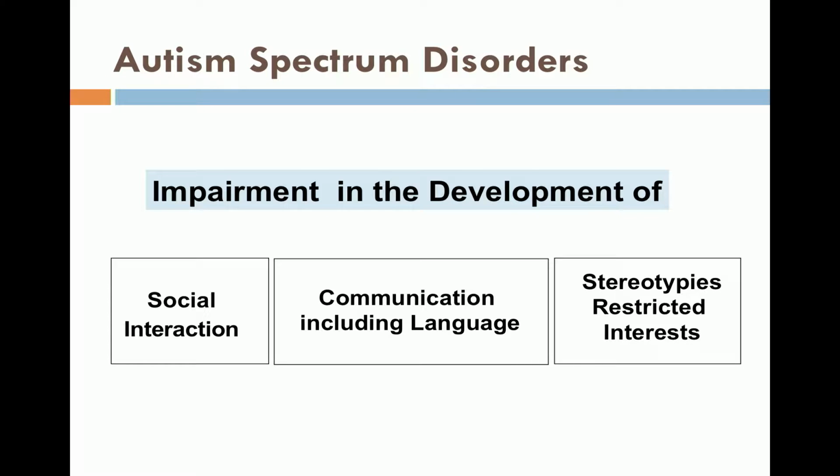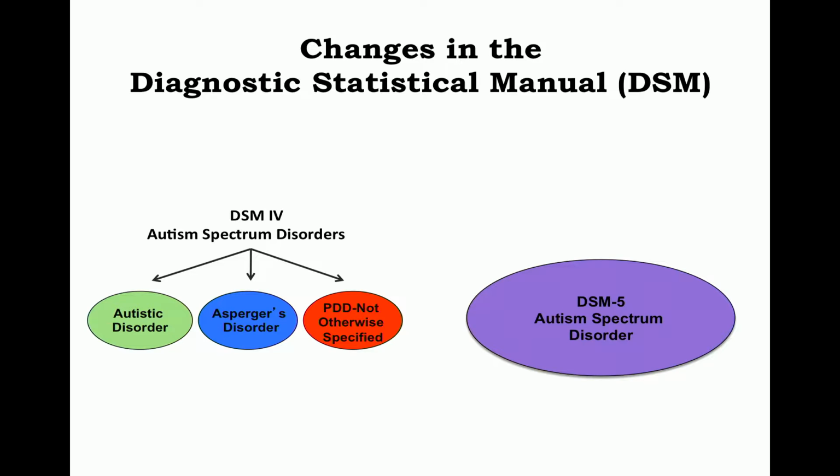Okay, good. So what are autism spectrum disorders? Autism spectrum disorders are basically characterized by impairments in three areas: social interaction, communication, including language, and stereotypies and restricted interest. Now, the autism spectrum disorders have had a major shake-up, basically.